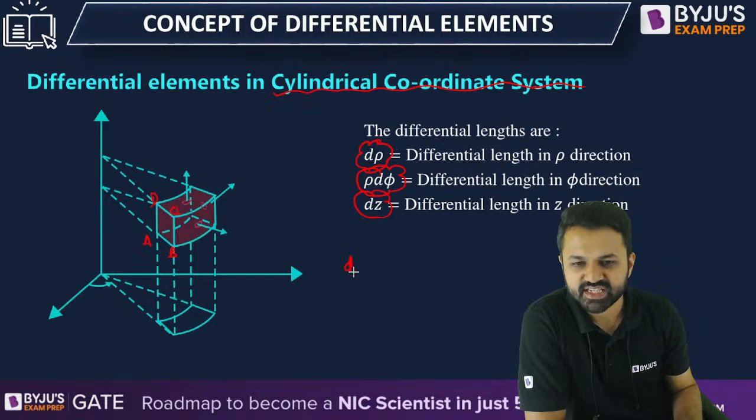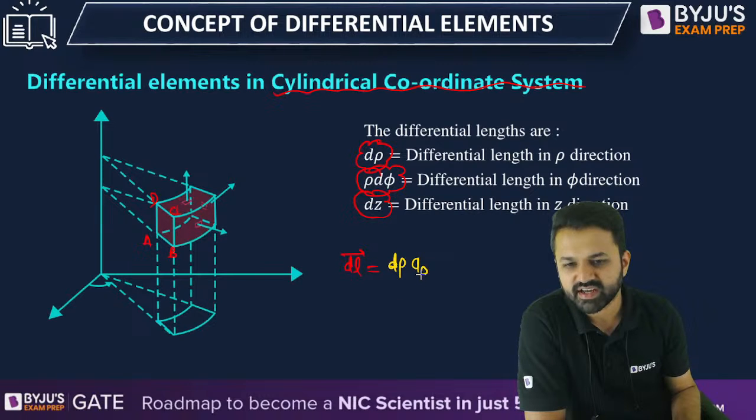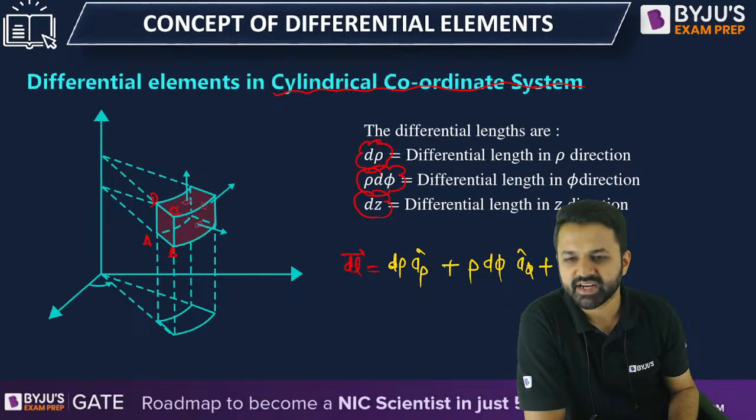Then what is the differential length? The differential length in the direction of rho is d rho, and what is the unit vector? a rho. And in the direction of phi, what is the magnitude? The magnitude is rho d phi, and the unit vector is a phi. And in the direction of z, what is the magnitude of the differential element? dz, and this is az.